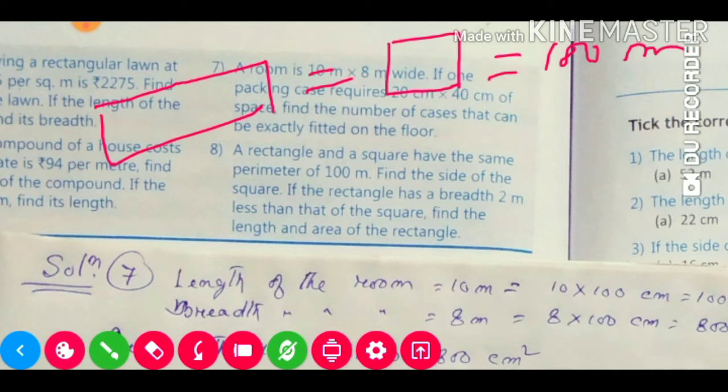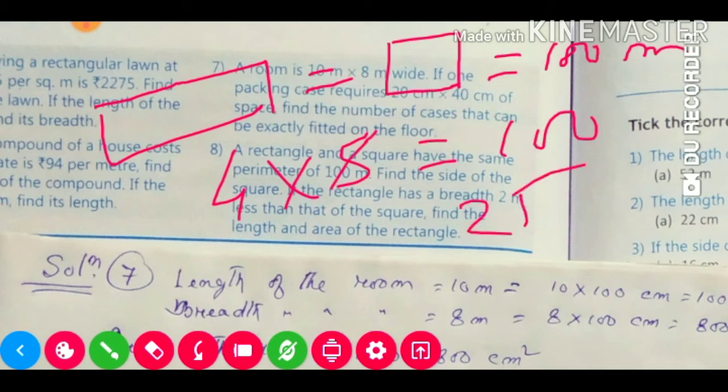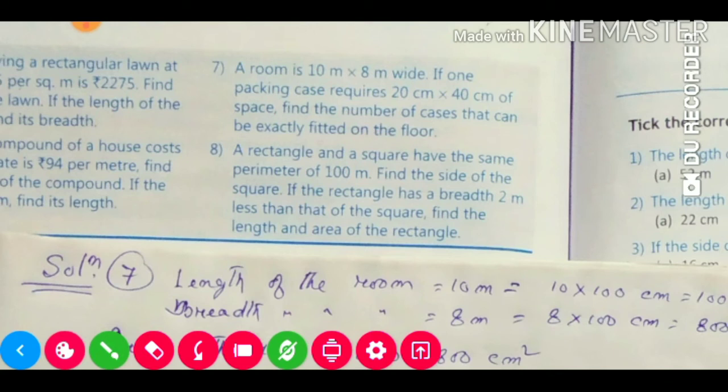So the perimeter of the square, we know, is 4 into side, which is equal to 100. Now we'll divide this 100 by 4, so it will be 25. We are able to get this orally only. Okay. Find the side of the square. So we need to find out the square.